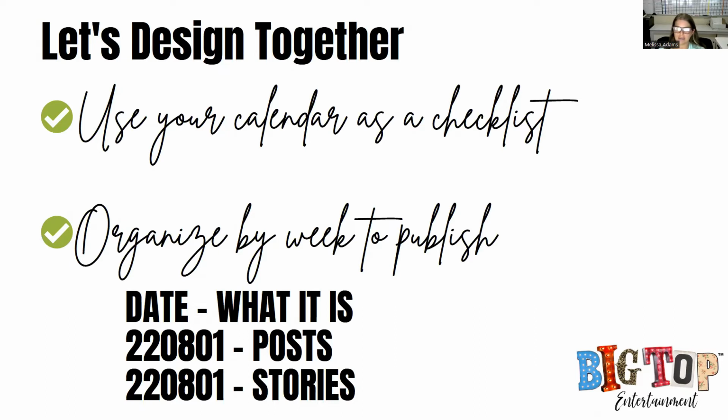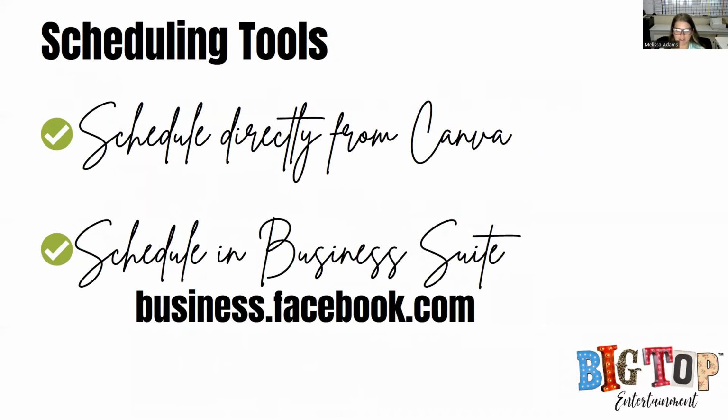And it really helps, especially when we get into reusing old content, to have it by date and have it separated like that instead of one file that has everything in it. Then we're going to get into scheduling tools. You can schedule directly from Canva, which is a huge time saver, but I'll also show you how we actually schedule our posts, which is directly through Facebook.